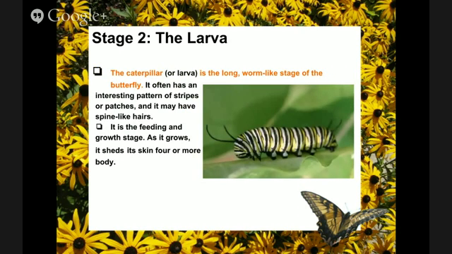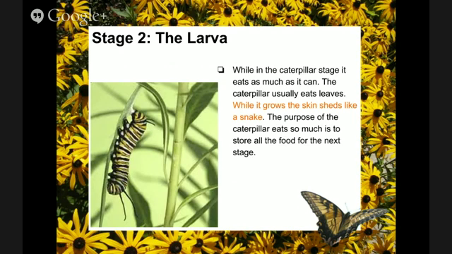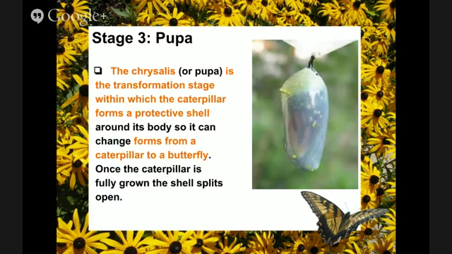In stage two, we have the larva, also known as the caterpillar. It is the long, worm-like stage of the butterfly, and it often has an interesting pattern of stripes or patches, as you can see in the picture. Also in stage two, while the caterpillar grows, the skin sheds like a snake. The caterpillar eats so much to store all the food for the next stage, which is the most important stage in becoming a butterfly, the chrysalis stage, also known as a pupa.